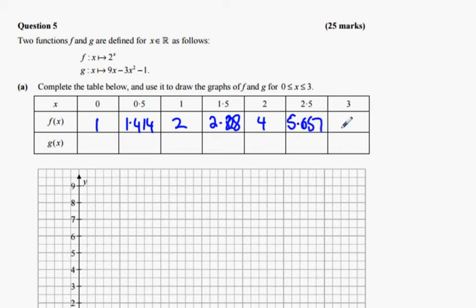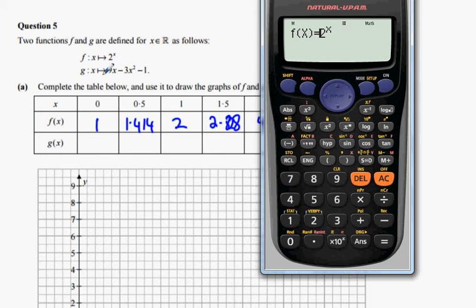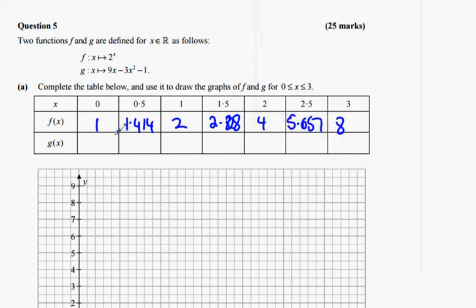5.657, yeah, after that, 8, and then repeat the procedure for g of x. So repeat the procedure for the lower one. You just say 9x minus 3x squared minus 1. Same procedure, and you get new numbers. So what are those new numbers? Minus 1. What else? 2.75, and finally minus 1.